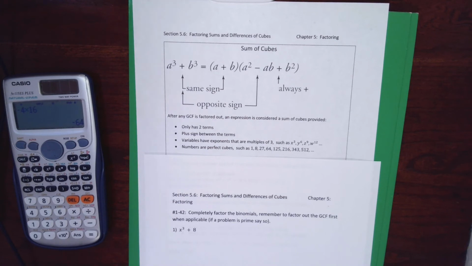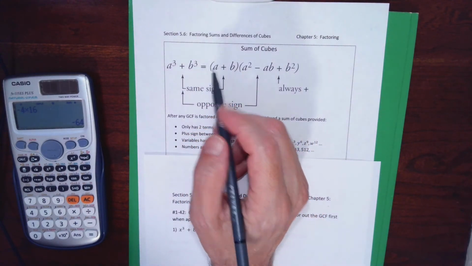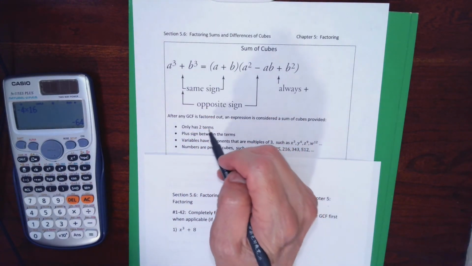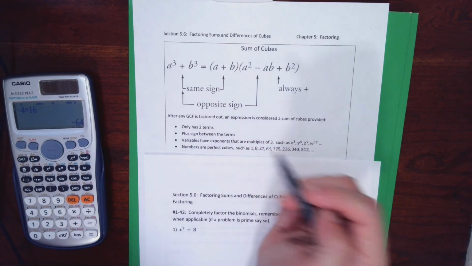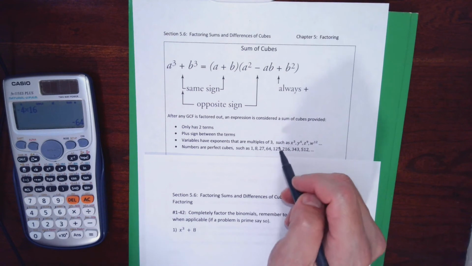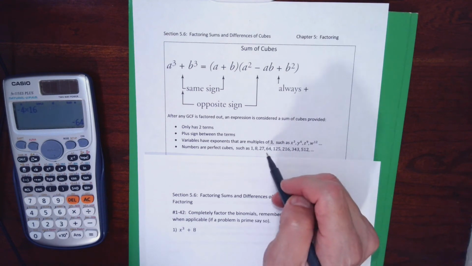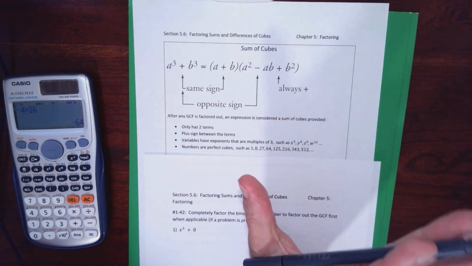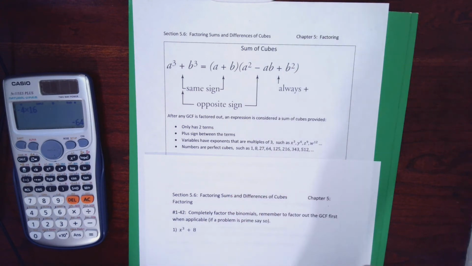So if I'm presented with a problem in this section, if I want to try to identify it as a sum of cubes, I look to see if these factors happen. The problem only has two terms, a plus sign between the terms as opposed to the minus. Exponents are a multiple of 3 and numbers are a perfect cube. Same exact rules except for the plus sign.